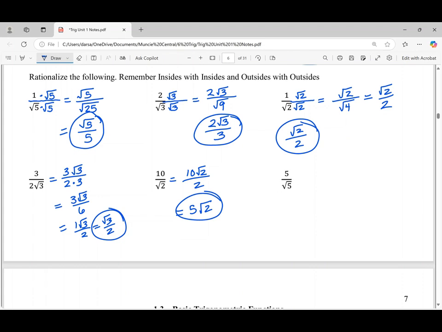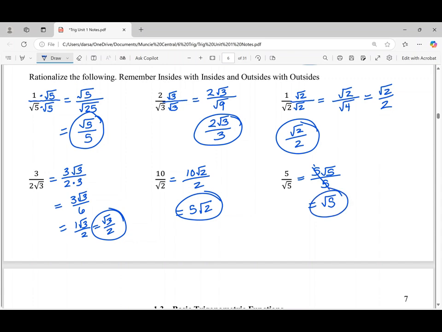Last one here. This is a very common kind of question to see. We'll keep the 5 on the top. We'll bring the square root of 5 up from the bottom, and we'll write that bottom square root of 5, but without its square root. And now the outside 5 and the outside 5 on the bottom, 5 over 5 is 1. Those are going to reduce one another out, and we're left with just square root of 5.